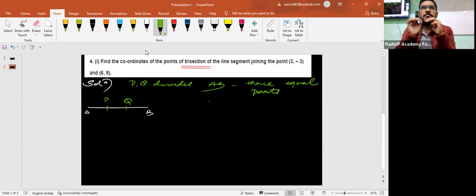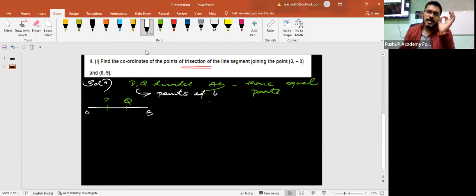Then the points P and Q can be called points of trisection. Just make a note of this. If there are 2 points P and Q which exist on line segment AB, and they divide AB into 3 equal parts, then these 2 points are called points of trisection. P and Q are known as what? Points of trisection. Noted it?